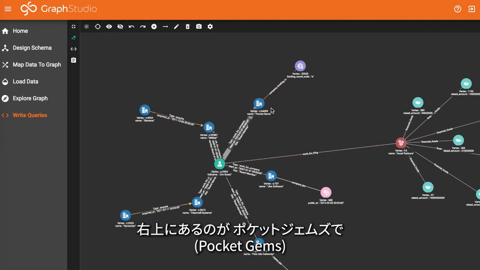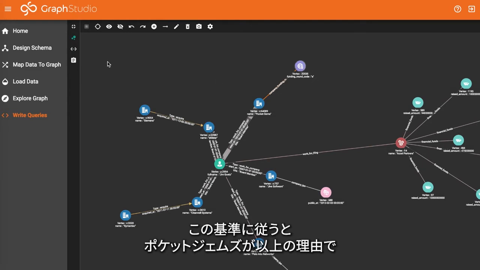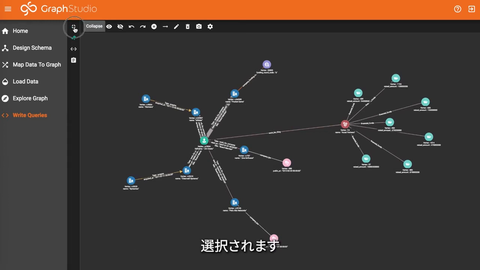And there, in the upper right, Pocket Gems. This is the company that has not yet gone public. You can see it's in funding round A. So if you were looking for a promising startup, according to this criteria, we selected Pocket Gems, and for those reasons.